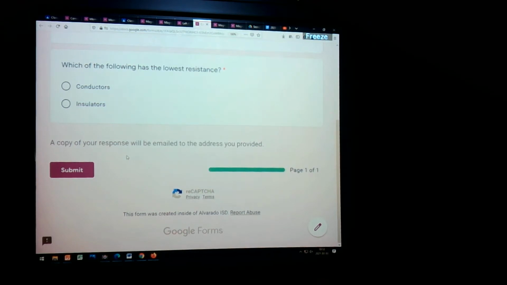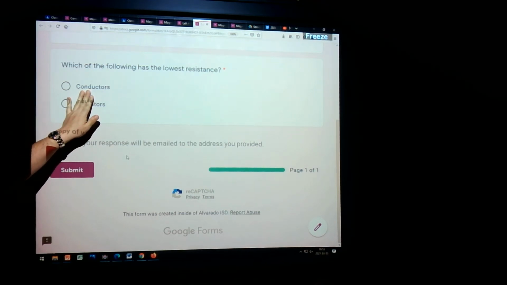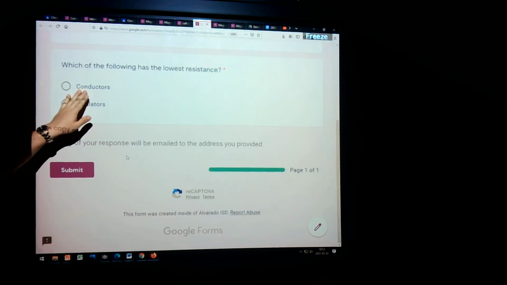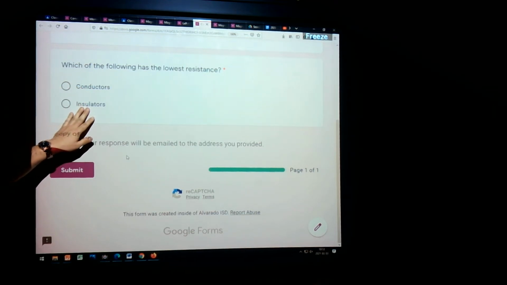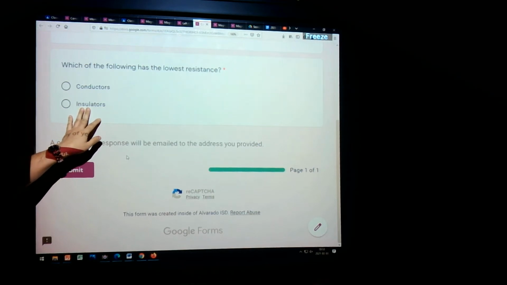All right. So this was a short question here. Which of the following has the lowest resistance? Let's see. Conductors let the electricity through. That's the wire that goes through your extension cord. That's supposed to conduct electricity. Otherwise, your stuff on the end of the wire won't work. So this one has low resistance. It's probably this.